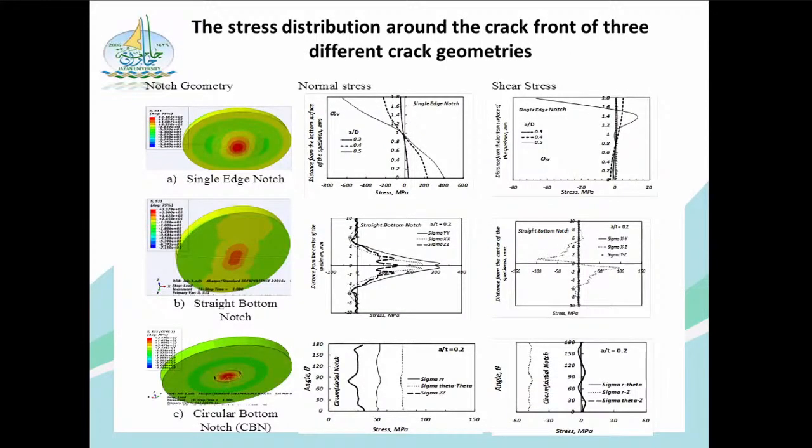For the simulation, we did the stress distribution around the crack front of three different crack geometries, which are the single edge, the straight bottom notch, and the circular bottom notch. We obtained the normal stress and shear stress, and we can tell from all those curves that the circular bottom notch has a very good fit with the experimental, and the stress is uniform around the notch, especially for the circular. While for the others, we can tell how it looks, especially for the normal stress and the shear stress.